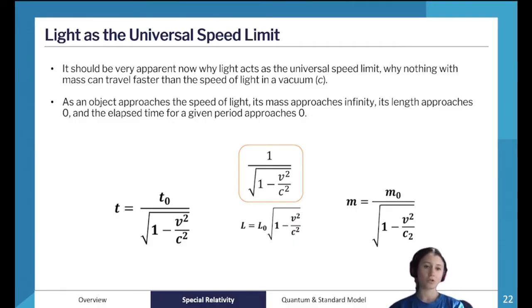Now getting on to light as the universal speed limit. So, it should now be pretty clear why nothing in the universe with mass can travel at or faster than the speed of light. As we know, as an object approaches the speed of light, its mass approaches infinity, its length approaches zero, and the elapsed time for a given period approaches zero.